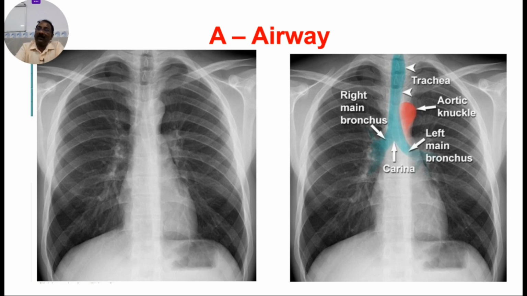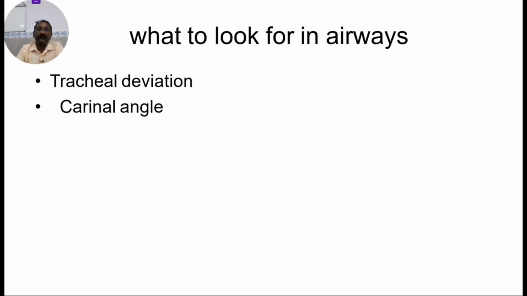And see the aortic knuckle. So see the carina angle there. So that is how we have to see these airways. Not only the trachea, you are supposed to see the right main bronchus, left main bronchus, that carina, and also the aortic knuckle. So the tracheal deviation, very easily you can note it, and the carinal angle is also very important. Suppose if there are mediastinal lymphadenopathies, definitely the carinal angle will be widened.